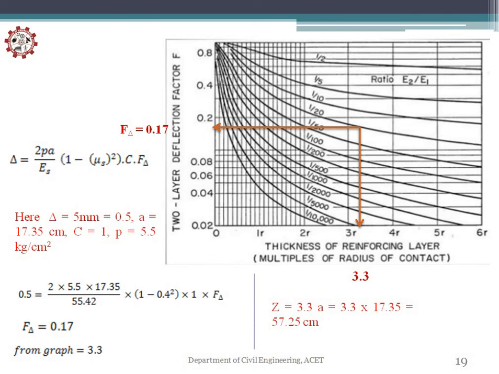So total thickness of base course you get from the third condition. So this is how you will solve the numericals for Burmister's method.